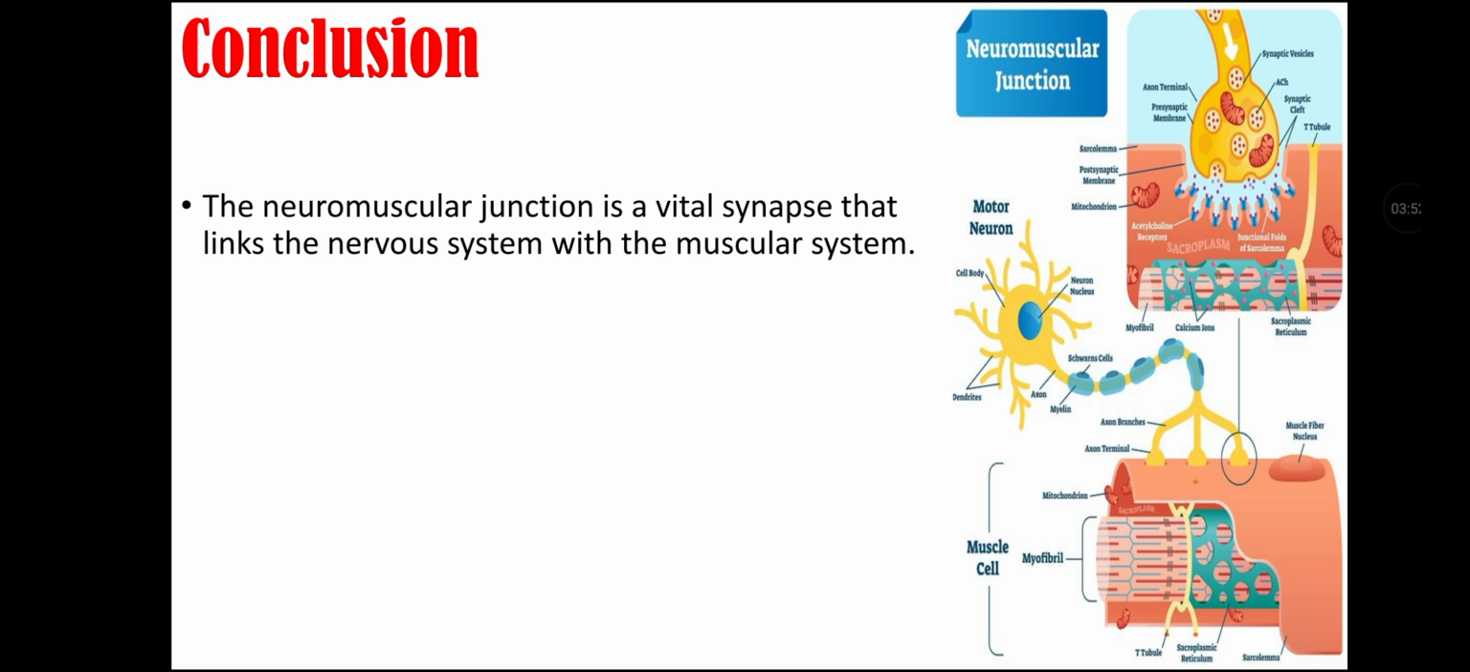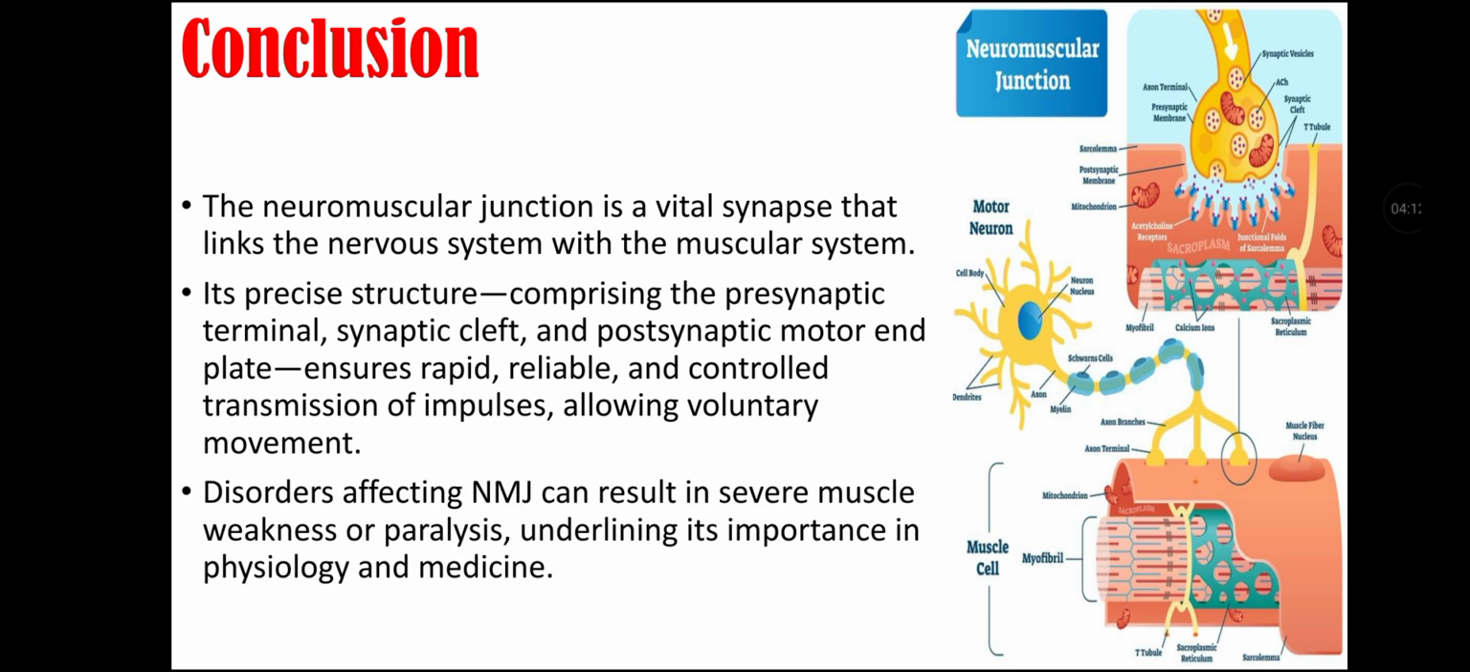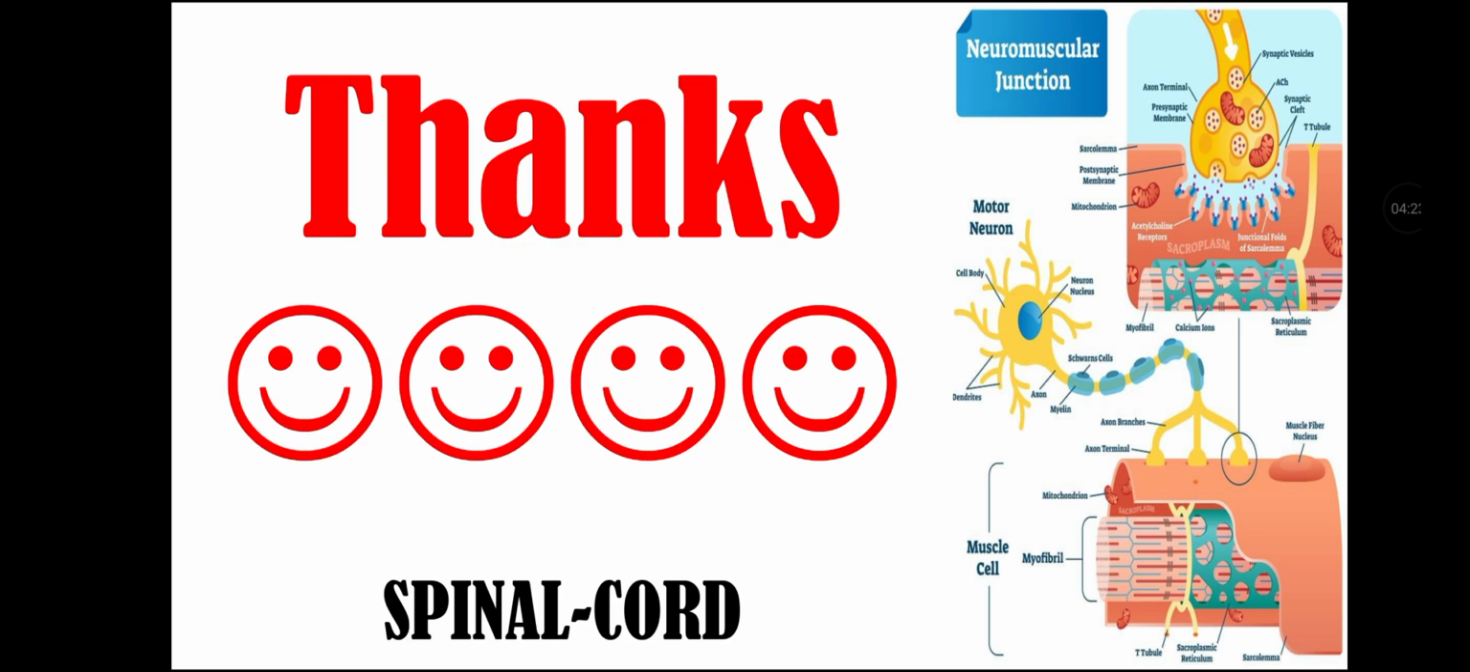Neuromuscular junction is a vital synapse that links the nervous system with the muscular system. Its precise structure, which comprises the presynaptic terminal, synaptic cleft, and postsynaptic motor end plate, ensures rapid, reliable, and controllable transmission of impulses, allowing voluntary movement. Disorders affecting the neuromuscular junction can result in severe muscle weakness or paralysis, and understanding its importance is important in physiology and medicine. And this was all about neuromuscular junction.